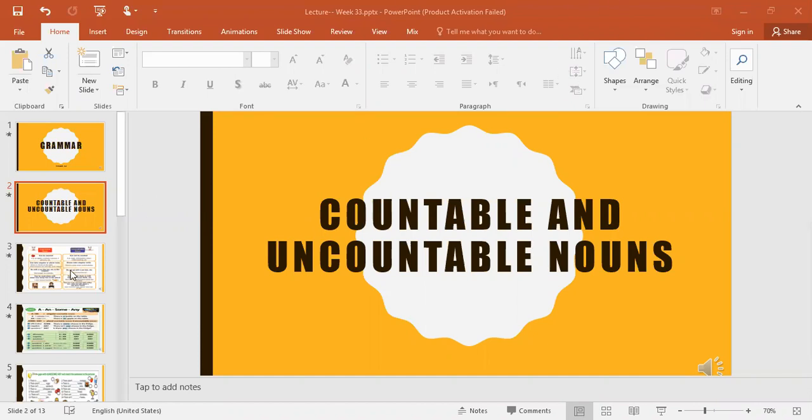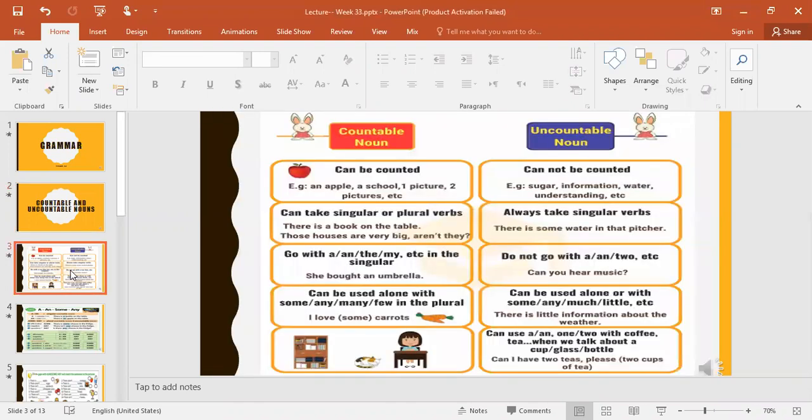Let's now move to this chart. This chart shows you exactly the differences between countable and uncountable. When I say countable, as we said, it can be counted. When I say uncountable, it means it cannot be counted. Let's see how. If I say an apple, I'm using an to show one apple, a school, one picture, two pictures. So I'm using numbers, a, and an in order to show how many apples or schools or pictures I have.